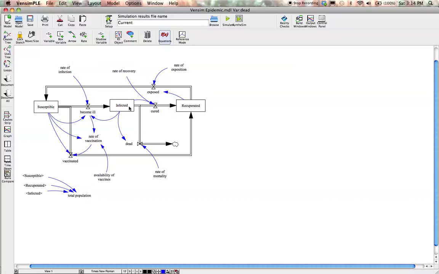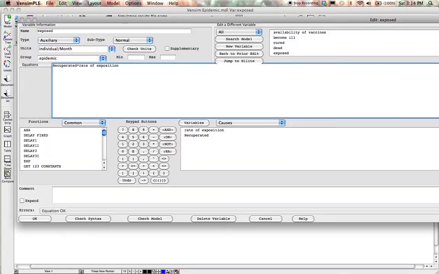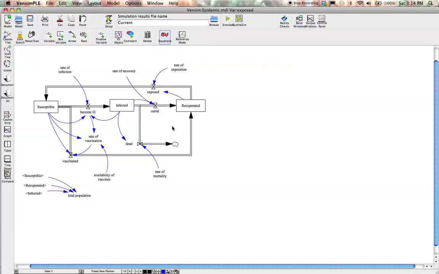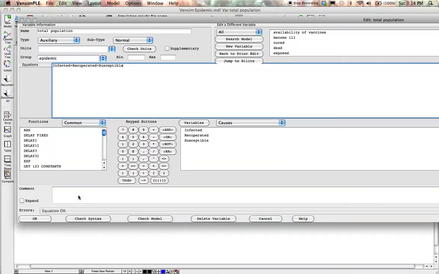So this is a little bit more involved model. If they're cured, they become recovered. The recovered are fed by the vaccinated, and now the recovered can become exposed. There's a rate of exposition here, which means that they can reacquire the disease and become susceptible. That's how the loop is closed. Here there's also a little auxiliary variable to show the total population.